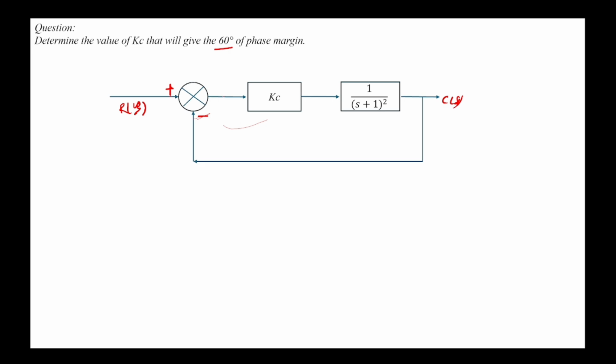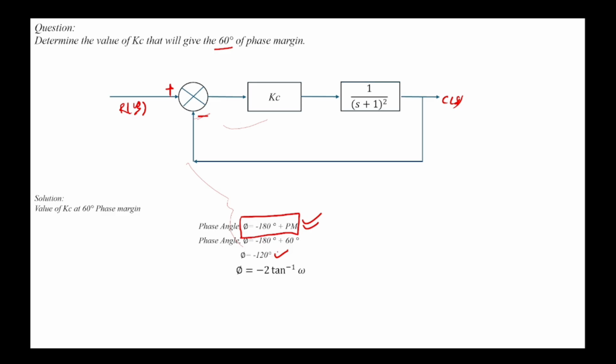Now the value of Kc at 60 degree phase margin we have to calculate. Phase margin equals this formula we have. If you are following Donald R. Coughanowr or Stephanopoulos, then you will find this formula. Now, putting the value of phase margin, we will get phase angle 120 degrees. So now we will calculate the phase crossover frequency on the basis of the phase angle minus 120 degrees.